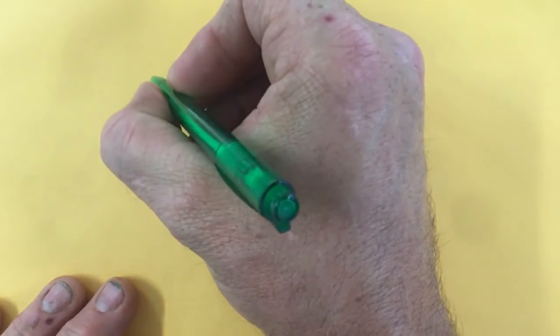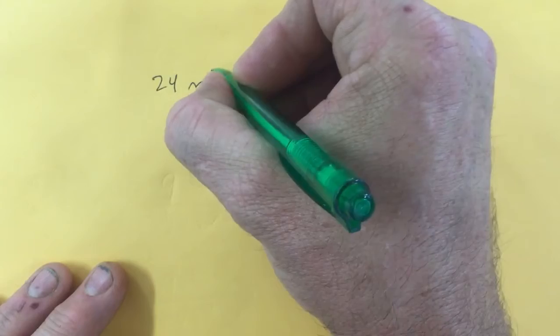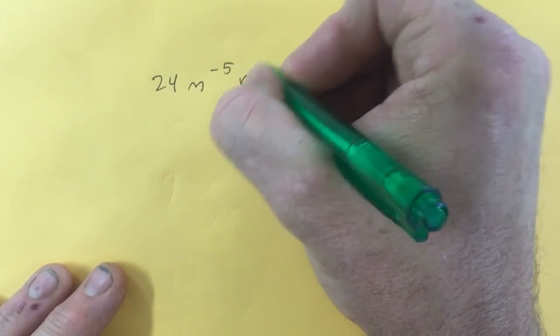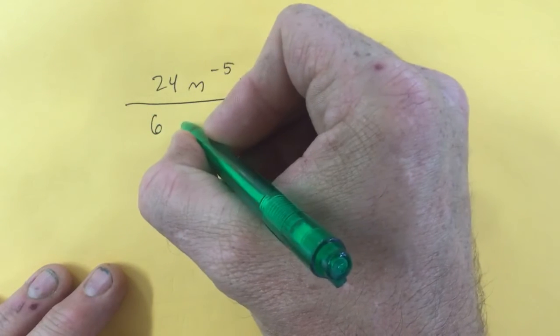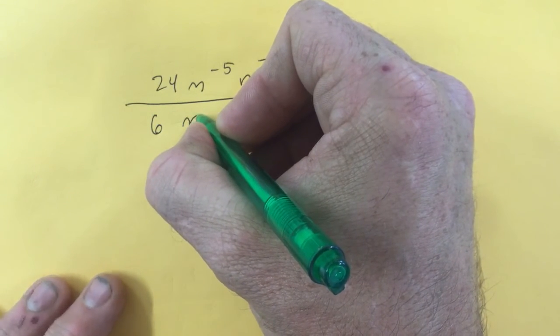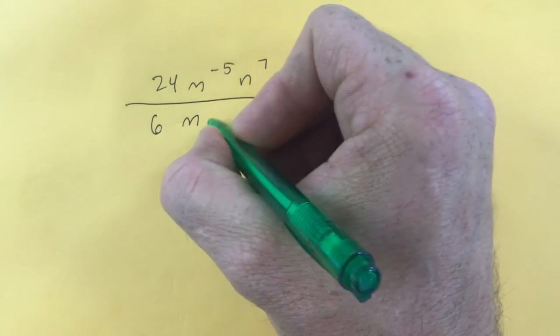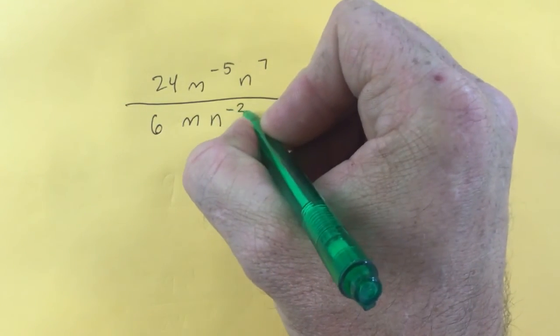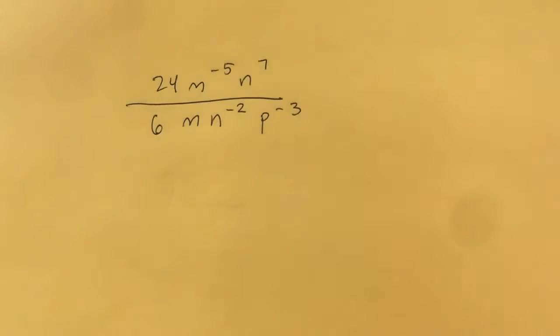Okay, now if you need more help with that, just let me know and I'll try to help you all. Here's the last one we're going to do. Okay, this is 24m to the -5 n to the 7 divided by 6m, n to the -2 and p to the -3.